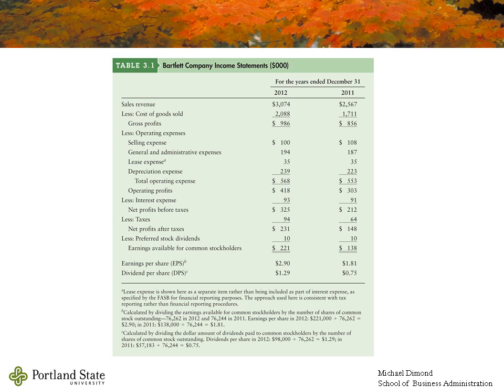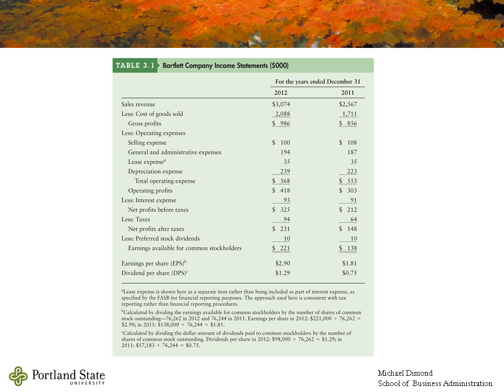Below that, we've got all of the indirect expenses that are still part of their operating costs. So we've got our selling expenses, our general and administrative expenses, the lease expense, whether it's for equipment or real estate, it doesn't specify, and the depreciation expense. Remember, depreciation expense is a non-cash item. The gross profit minus all of those operating expenses is going to give the operating profit for the company.